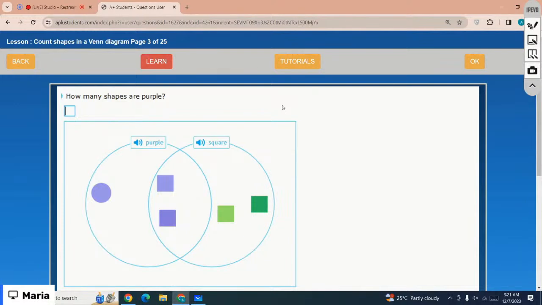How many shapes are purple? Which is the correct option? How many shapes are purple? You have to count the purple shapes, right? No matter what shape it is. Yes, there are three purple shapes. The correct option is three.